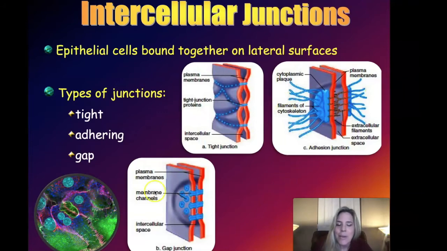And finally, we have our gap junction here. Gap junctions really have a function of communication between these cells that are lined up next to each other. So you can see here, we're still dealing with proteins, but these proteins have channels through them. So they have little tunnels, and that allows things like ions to go from one cell to the other. So they really serve a communication function between the cells.